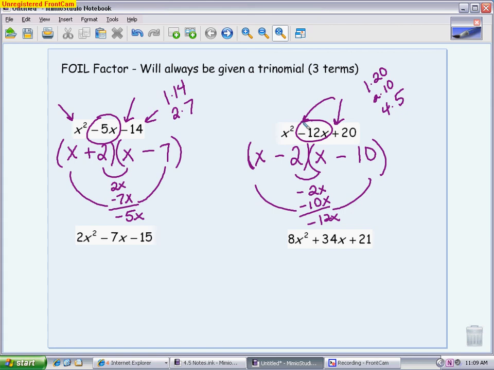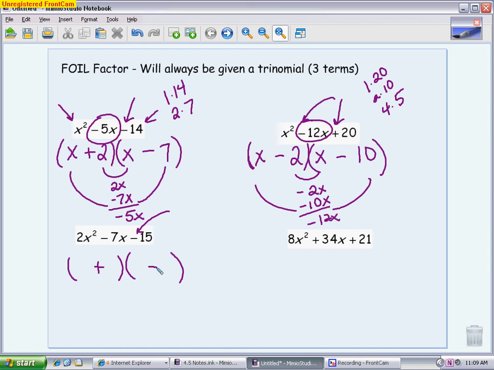What's different about these, they're still FOIL factor, they're still 3 terms, but my first term, instead of being an x squared, it's a higher number. So we have a 2x squared, and then we have one that's an 8x squared. You still want to start by putting your parentheses and looking at your signs. Because this is a negative, that means that one has to be positive and one has to be negative.